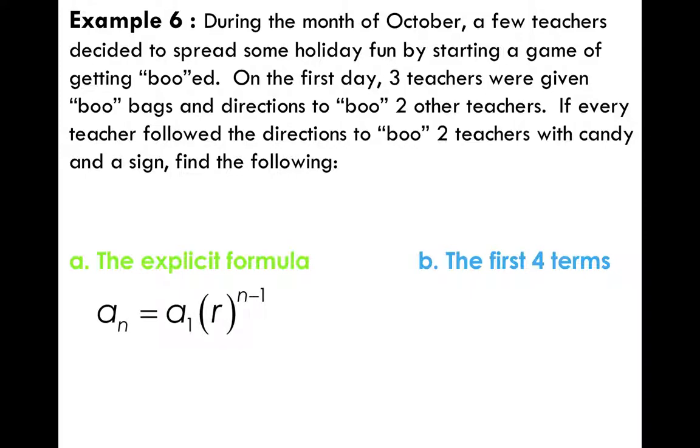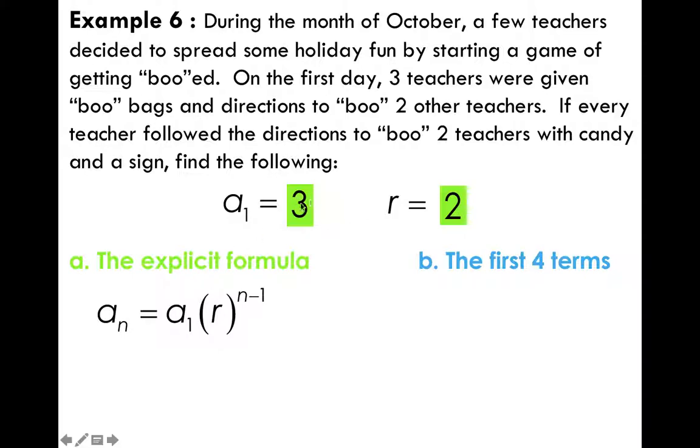So remember, when we're dealing with the explicit formula, we're basically saying that we need to know the a sub 1, we need to know the common ratio. Well, when we look at this, we see that in this case, our a sub 1 is 3, because it tells us that on the first day, 3 teachers were given boo bags. Our common ratio is 2, because it says that 2 teachers were given boo bags and directions to boo 2 other teachers. So every time they were booing 2 teachers.